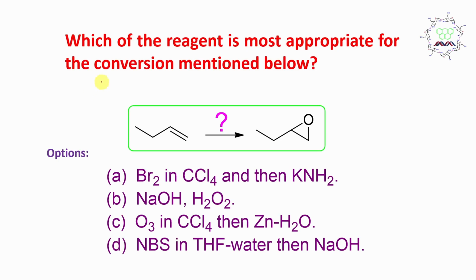Now, the question is which of the reagents is most appropriate for this conversion? It means this double bond is actually epoxidized. How can you do this? By the way, generally we do this reaction using MCPBA, and this is electrophilic epoxidation. But here no MCPBA is given. That's the toughness of this question. This is relatively difficult, so let's go step by step.